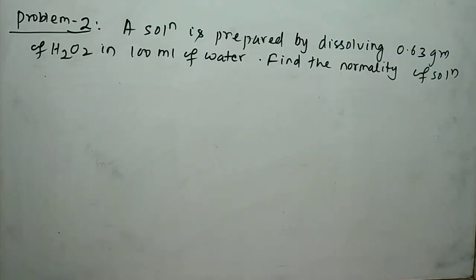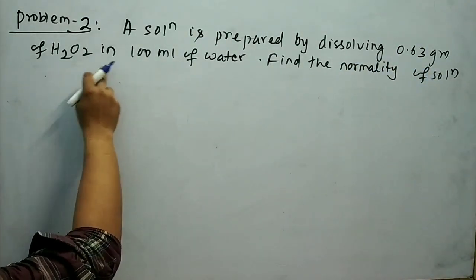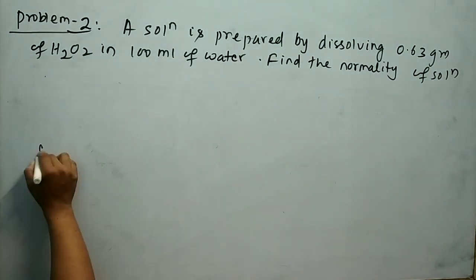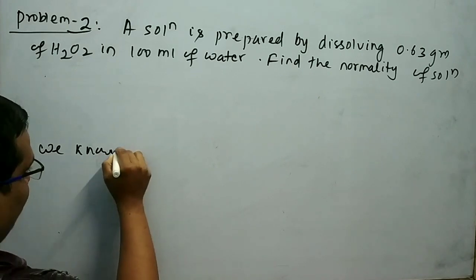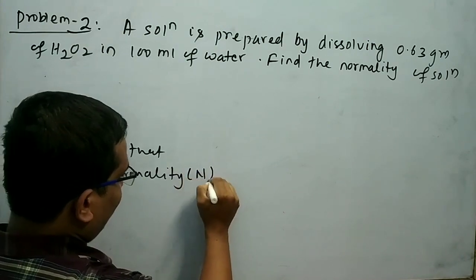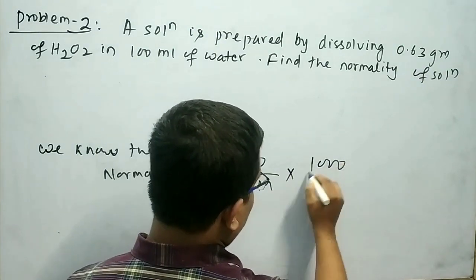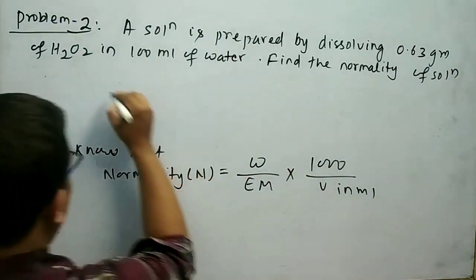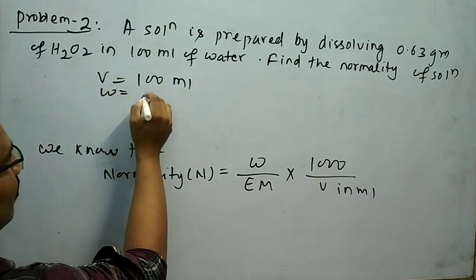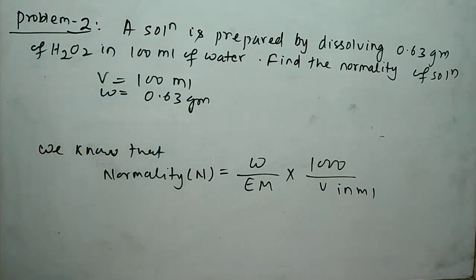Now I will solve problem number 2. A solution is prepared by dissolving 0.63 gram of H2O2 in 100 ml of water. Find the normality of the solution. We know that normality capital N equal to W by equivalent mass into 1000 by V in ml. Here V equal to 100 ml, W equal to 0.63 gram. Here equivalent mass of H2O2 is not given.